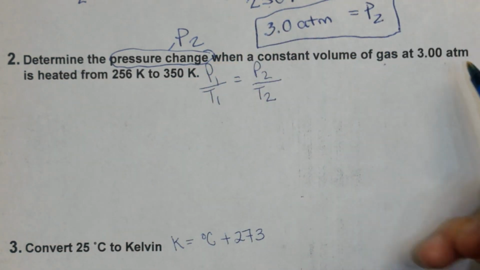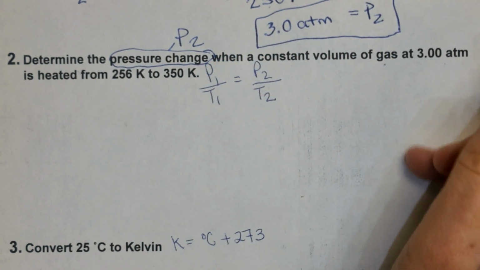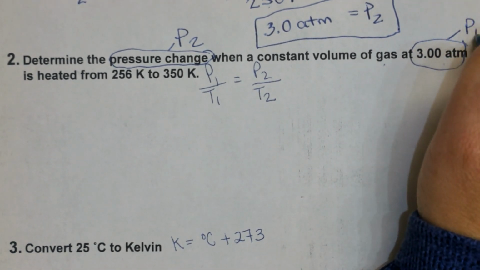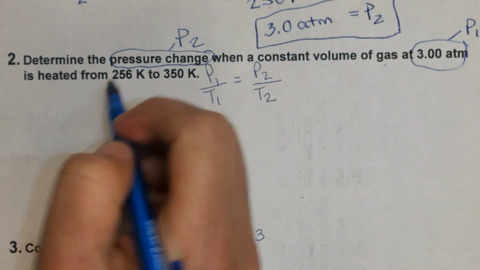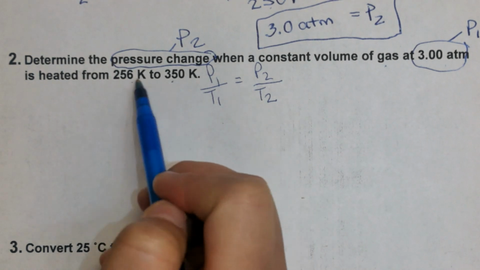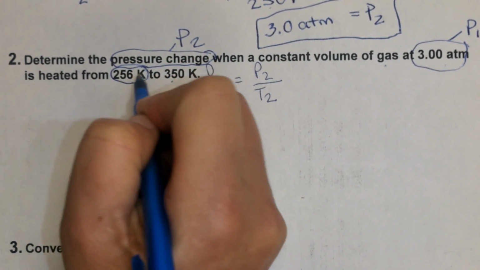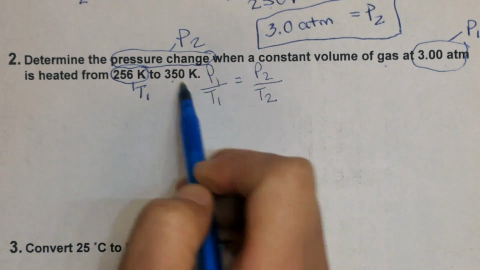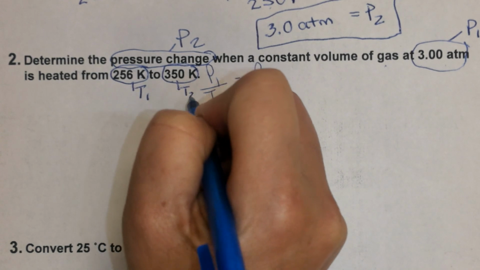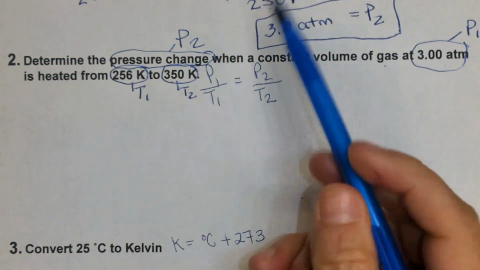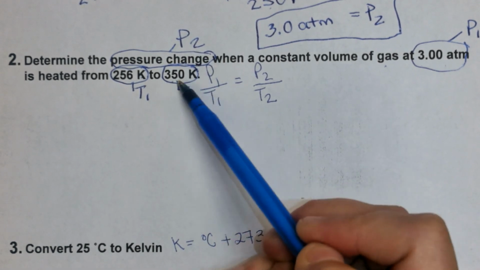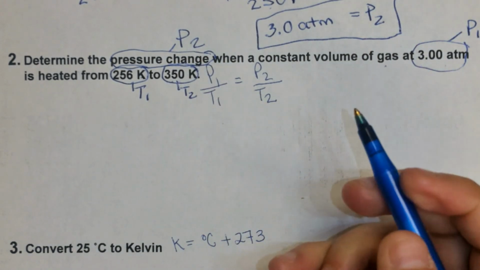And with a constant volume, it started off at 3.0 atm, so that will be your P1. And it's heated from 256 Kelvin, so this should be your initial. That will be my temperature 1. And my 350 K, that's afterwards, so that will be my temperature 2. So we want to figure out the pressure when they changed it at this temperature. Let's go ahead and get started.